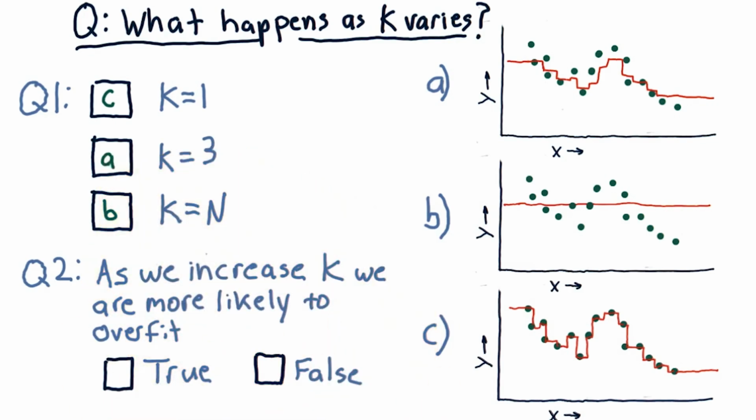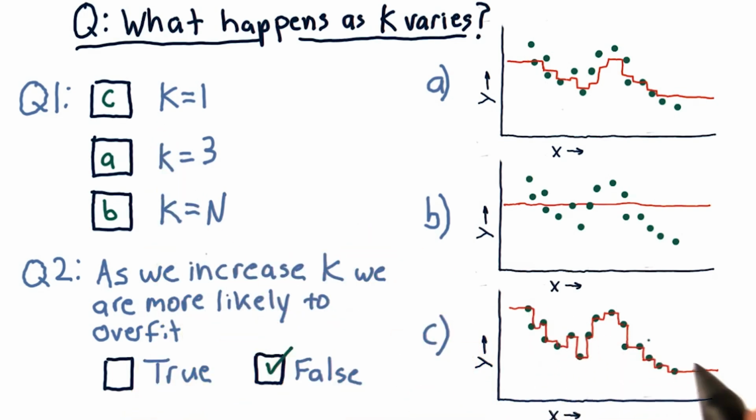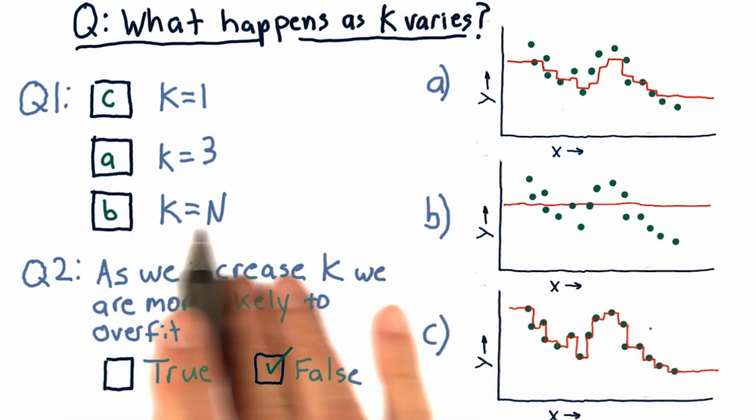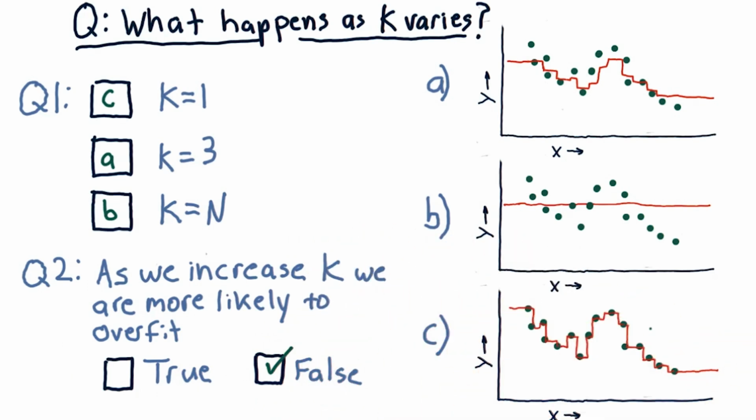Okay, this next question, as we increase k, we are more likely to overfit. That is false. In KNN, if k is equal to 1, we'll have the most overfit model. And as we increase k, we're less and less likely to overfit as we go forward.